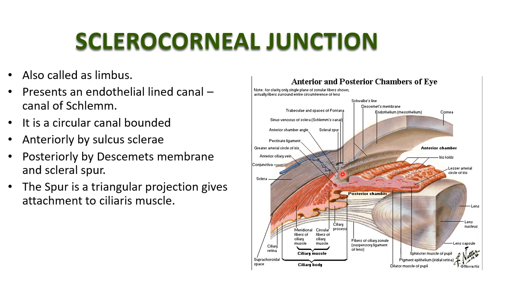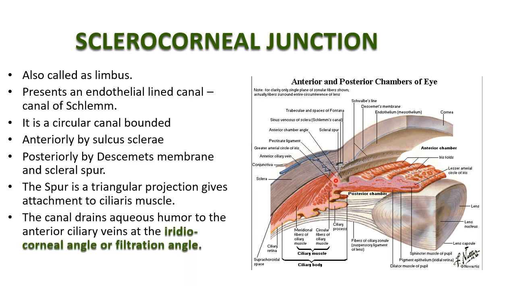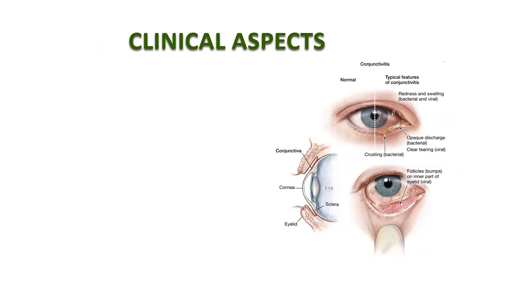That is the scleral spur which you are able to see here. This triangular projection gives attachment to the ciliaris muscle posteriorly. So this canal drains the aqueous humor at the iridocorneal angle, which is also called the filtration angle.